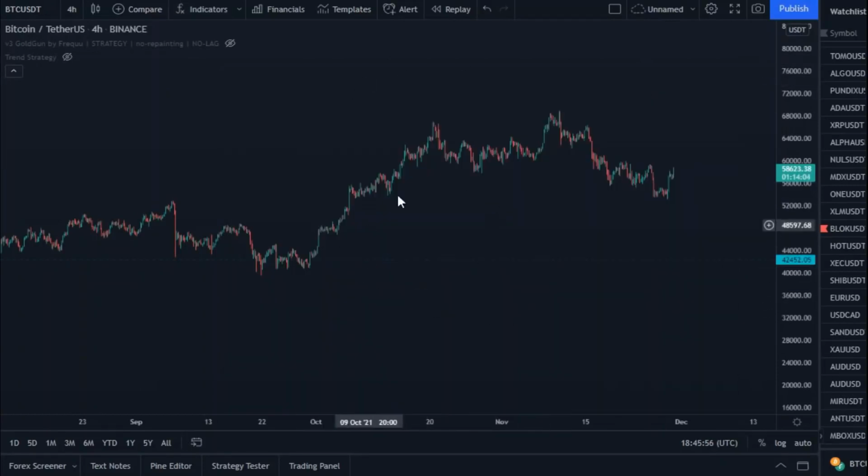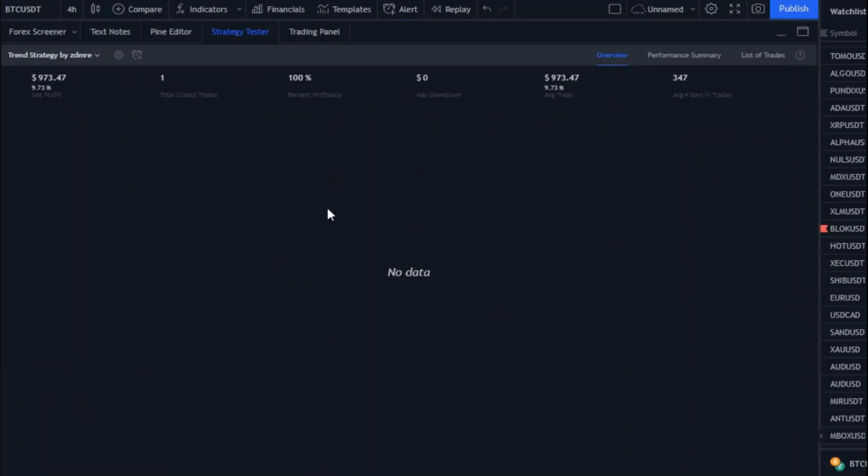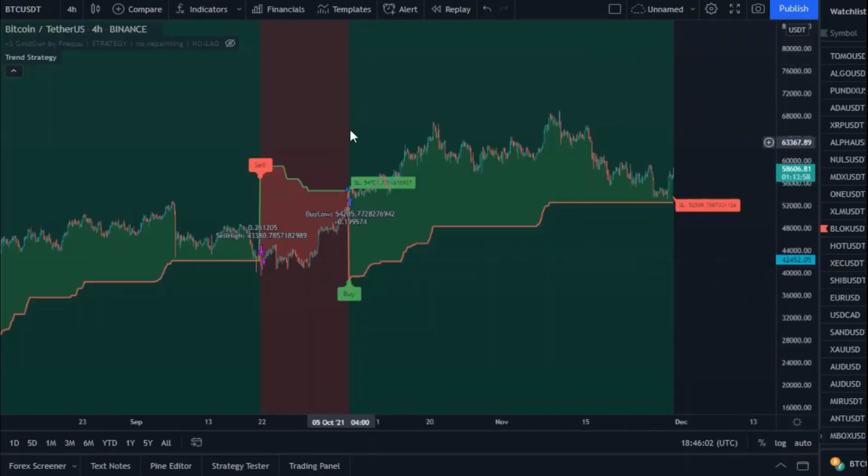Okay, let's go back to our strategy now and try to figure out what's going on with it. After applying any strategy, you will see some colors, places to buy, and places to sell, and all strategies are a little similar in shape and differ in inputs. First of all, we must read the strategy and know its accuracy. To do this, we must go to the strategy tester here.